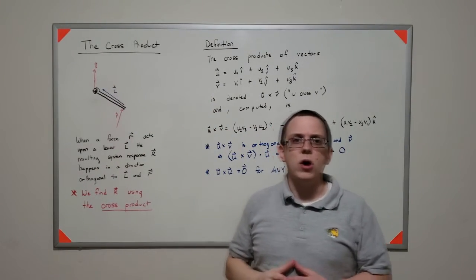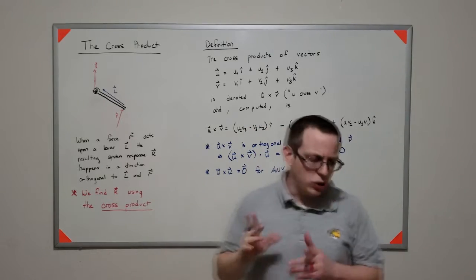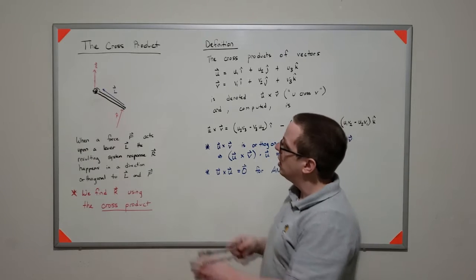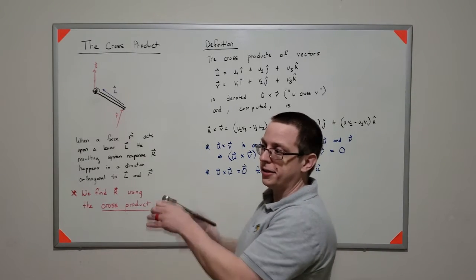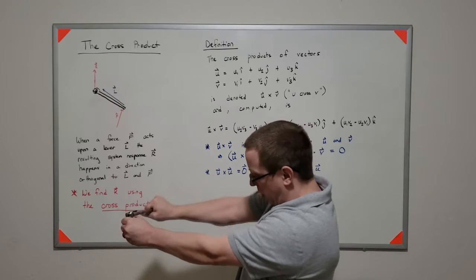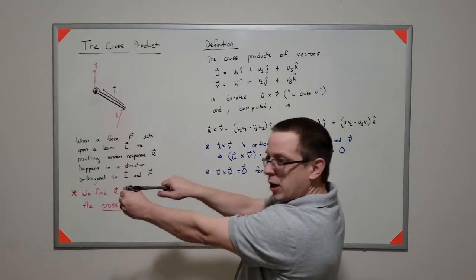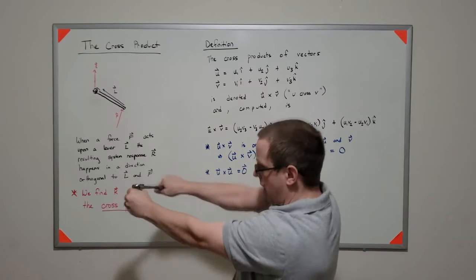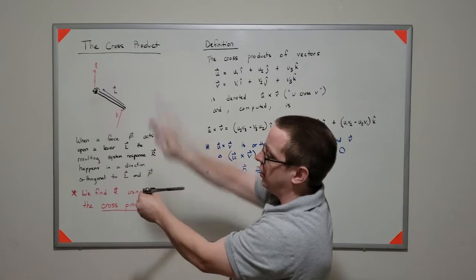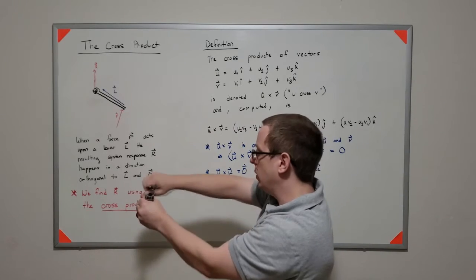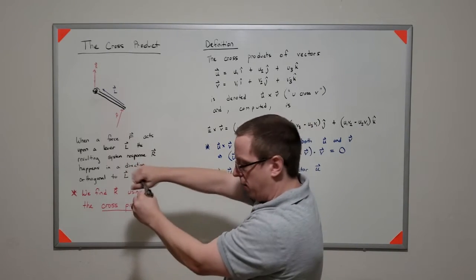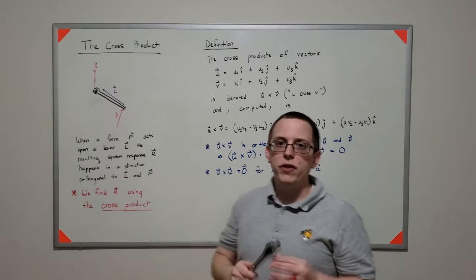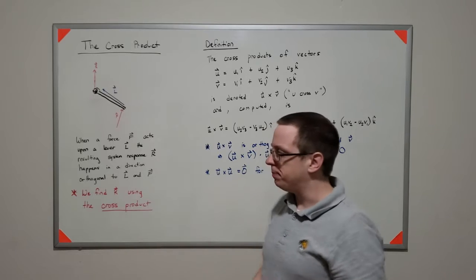I want to talk to you a little bit about the cross product today. So let's say that I have a ratchet and I'm trying to get a bolt off and I'm pushing. So I have a force that's acting upon this lever here and I'm trying to get the bolt free. So I'm just pushing and pushing and pushing. Well, the idea here is we want to figure out how to model this system.